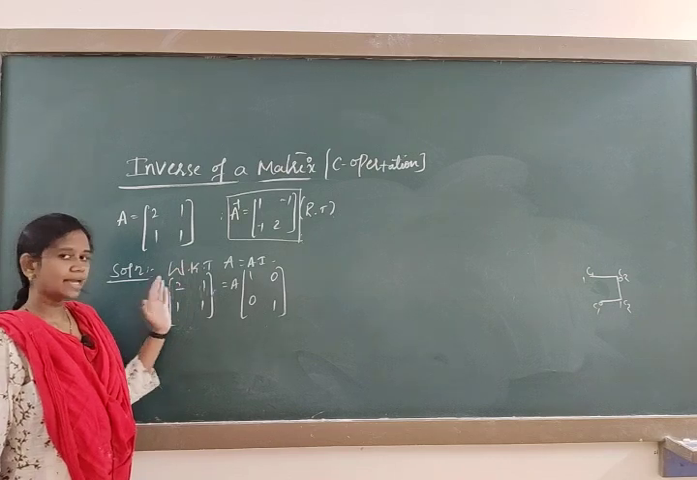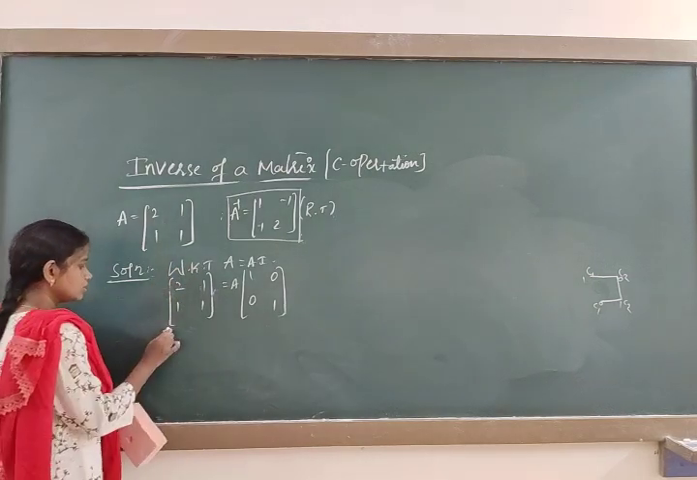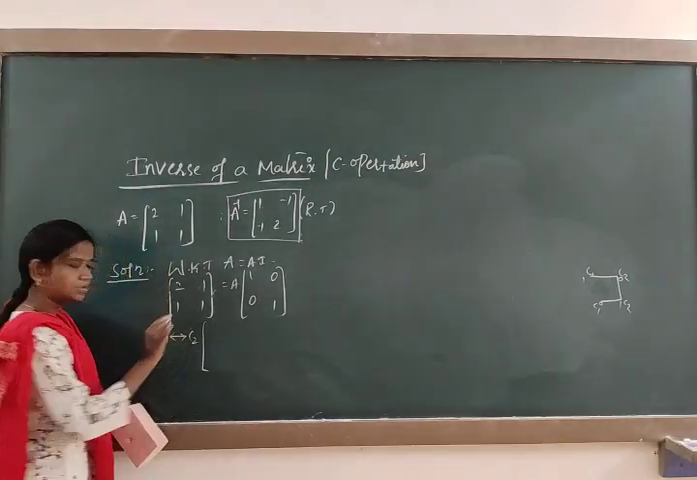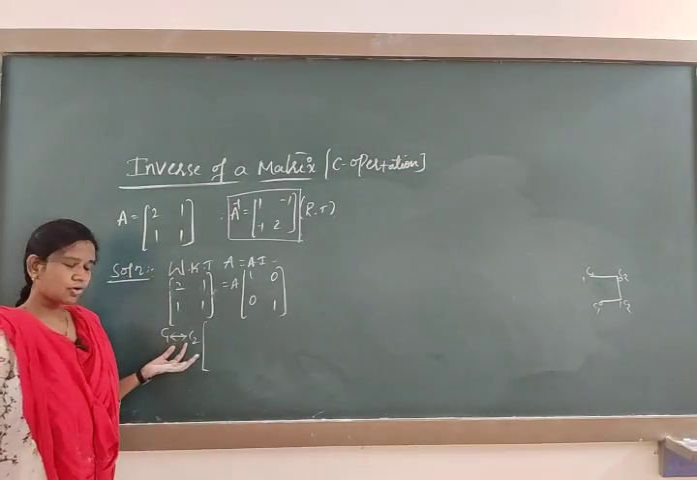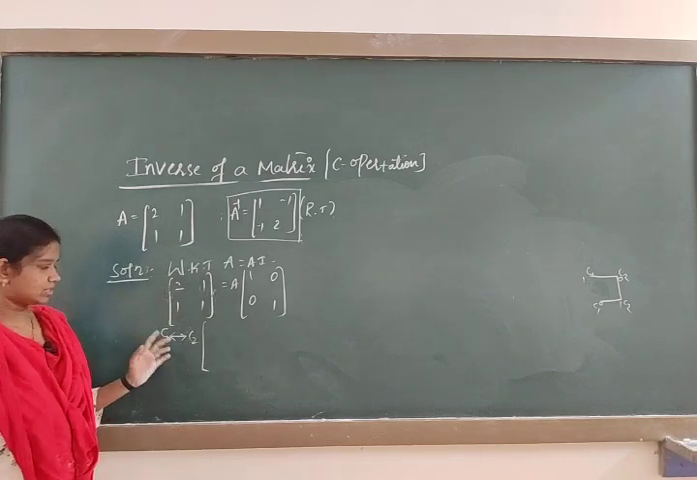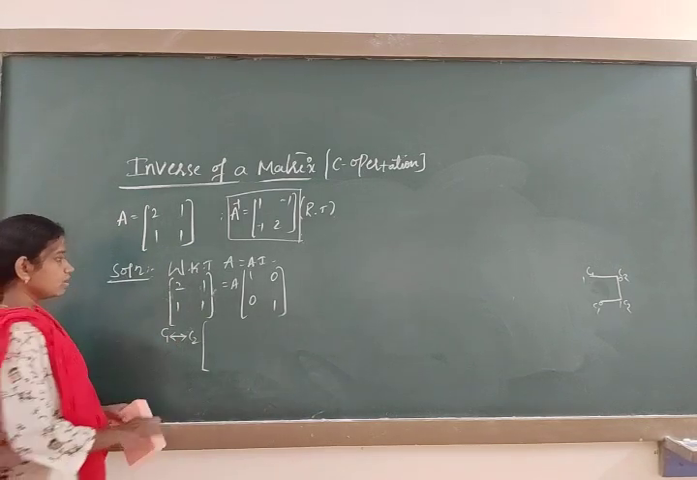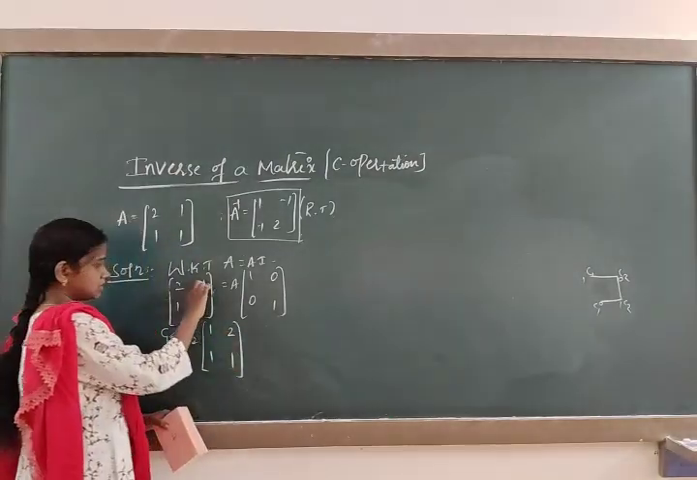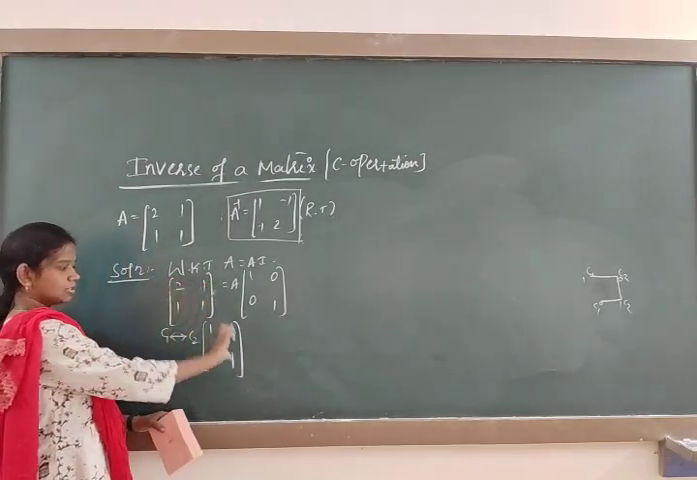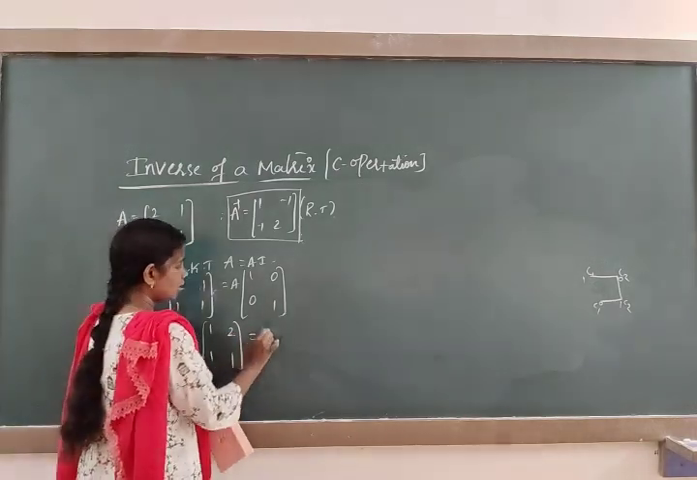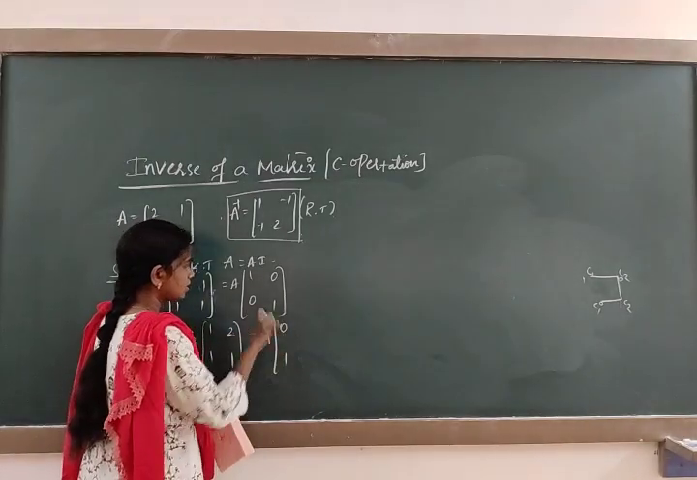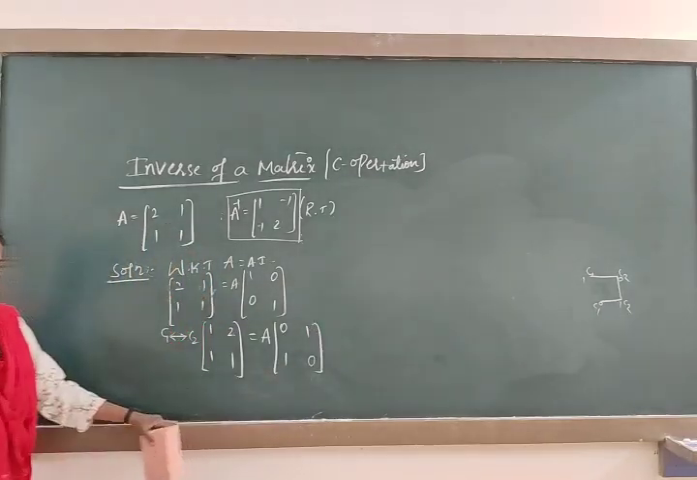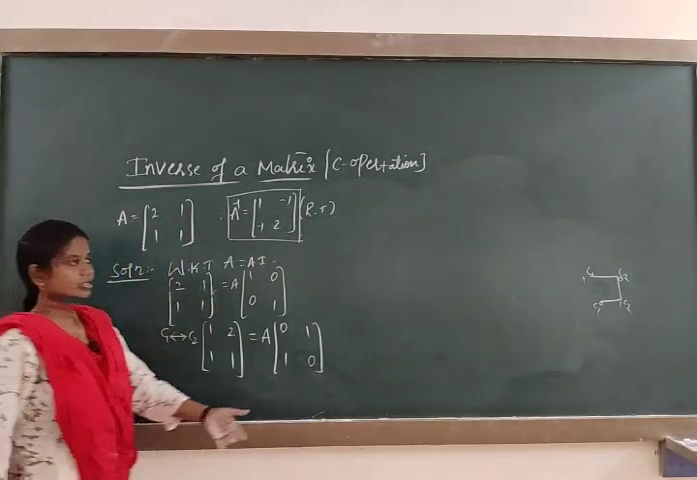Now we will do side by side shifting. C1 changes as C2 and C2 changes as C1. This arrow mark indicates both are changed, C1 to C2, C2 to C1. So I will write here 1 1. The positions have been changed. 1 1 shifted here, 2 1 shifted here, is equal to A of, this is 0 1 and this is 1 0.